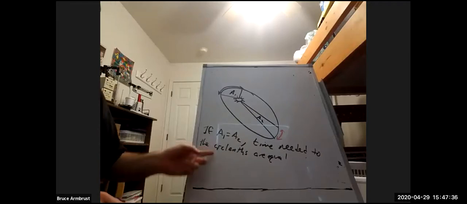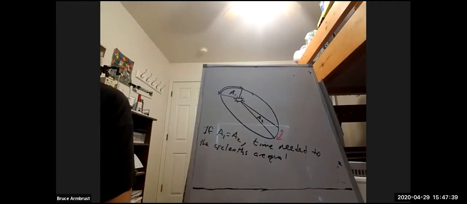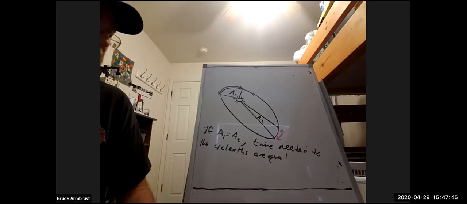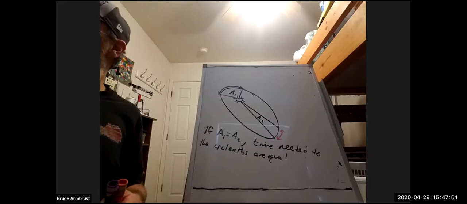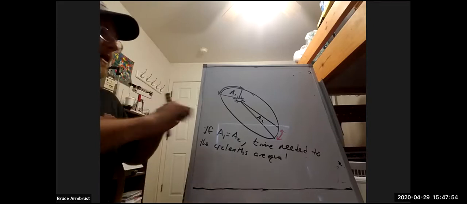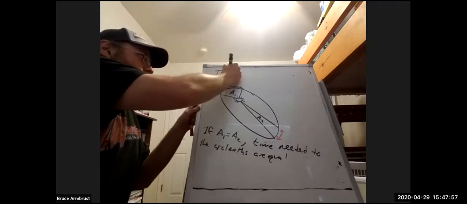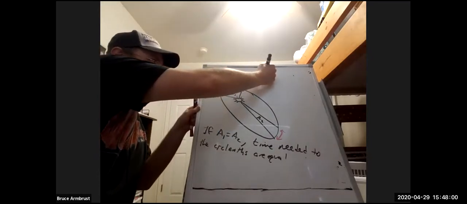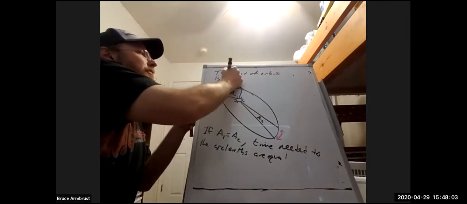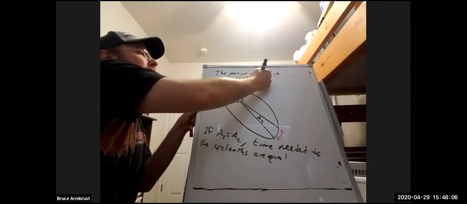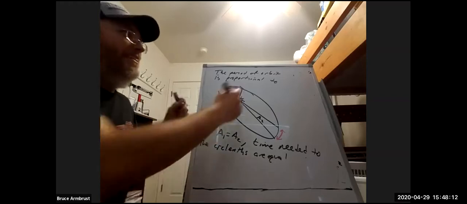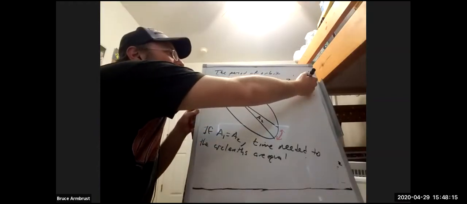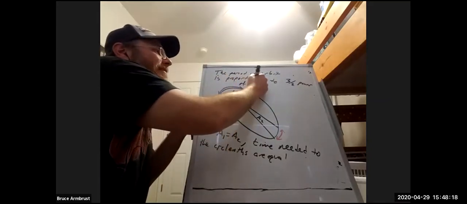Okay, so that's Kepler's second law. And then the third law was actually the hardest one for him to prove. It took him a super, super long time to prove this one. But what it says is that the period of the orbit is actually proportional to the 3/2 power of the length of the major axis.